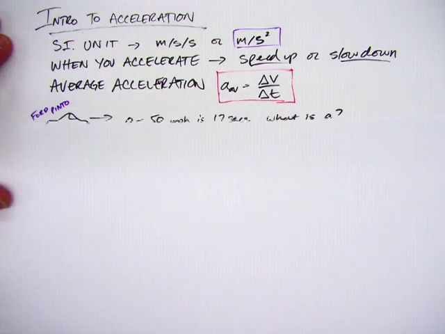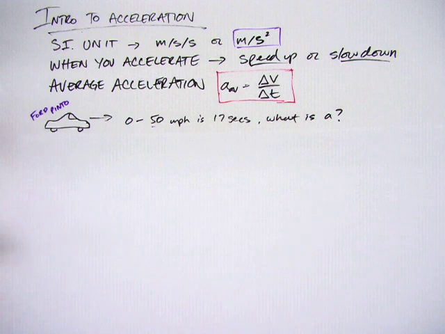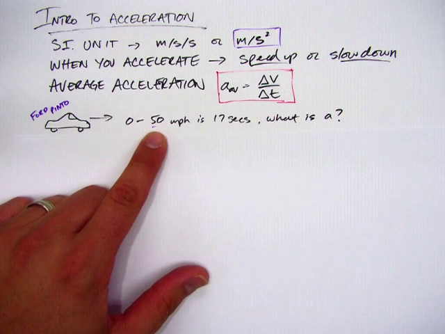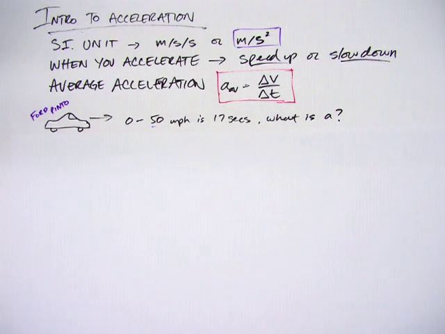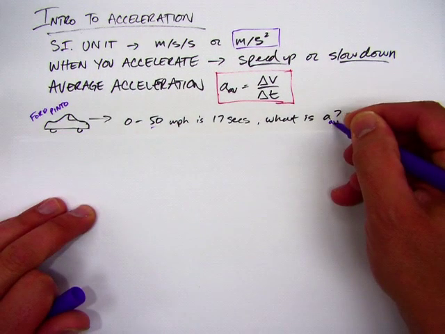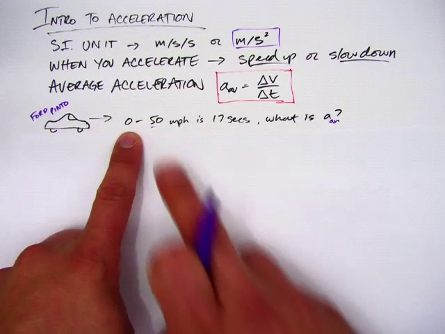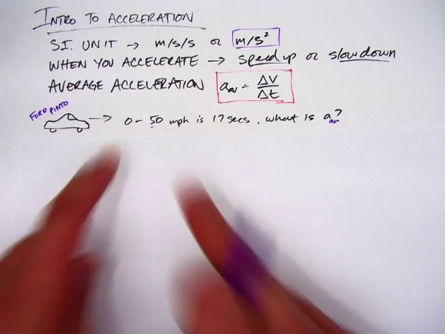So let's look at an example right away in something that you're familiar with. Cars. Cars accelerate, right? Let's say you've got your old classic Ford Pinto and it accelerates from 0 to 50 miles per hour in 17 seconds. Very crazy fast there, right? You want to find the average acceleration. Let's be specific, because I'm giving you two end points, 0 and 50.